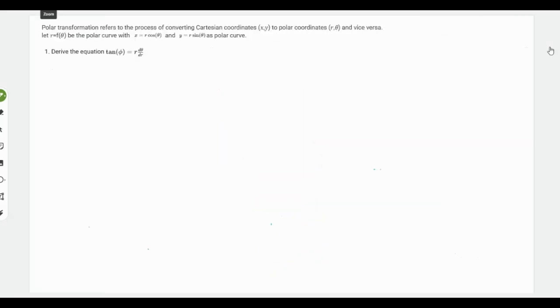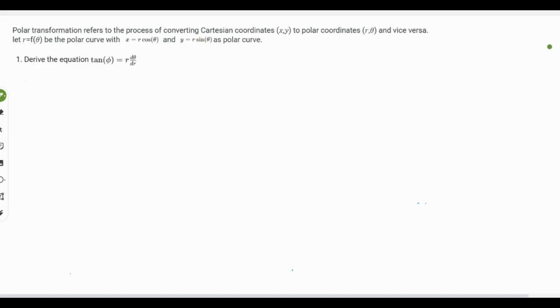So next one is polar transformation. What is meant by polar transformation? Polar transformation is nothing but changing the Cartesian coordinates into parametric or polar form, or vice versa, where r equals f of theta is the polar curve, with x equals r cos theta and y equals r sin theta. So now let us derive the equation tan phi equals r d theta by dr.